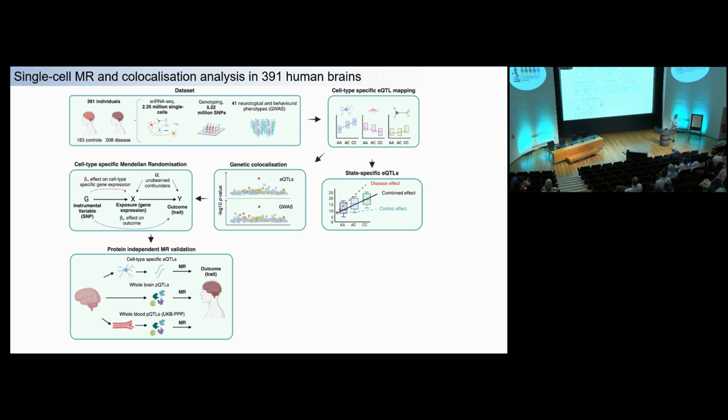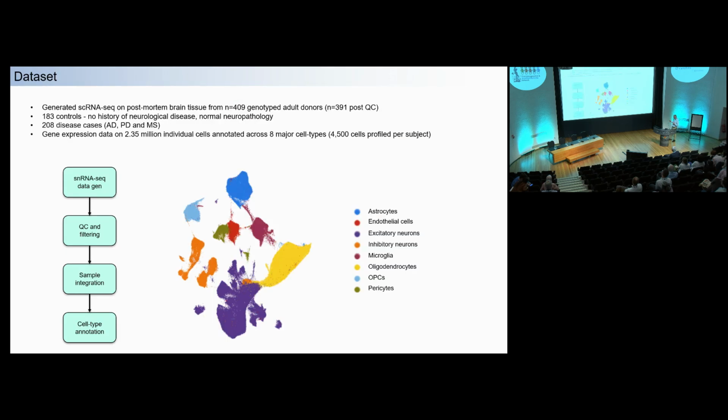We calculated cell-type-specific eQTLs, as I've described. We also looked at the effects of disease on the genetic regulation of gene expression in the human brain, and I'll talk about that in a moment. We combined co-localization and MR to identify putatively causal associations between the gene expression levels in single cell types and disease risk. And then we looked at trying to replicate some of these using protein QTL data in both the brain and also plasma with data from UK Biobank. So this was our data set.